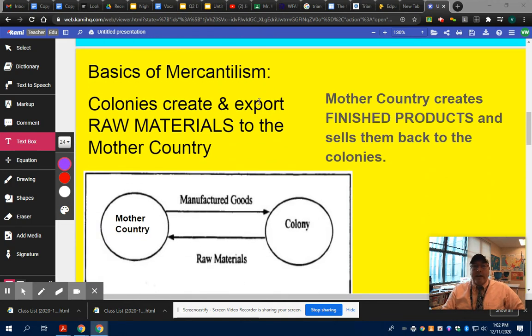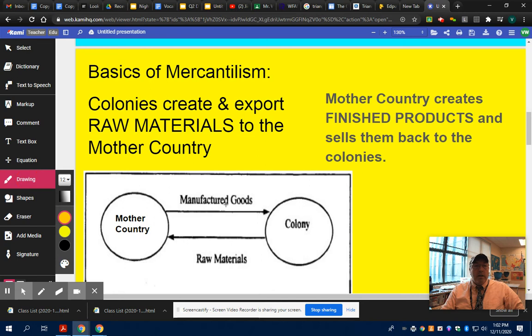Mercantilism. Colonies create and export raw materials. There's the colony sending raw materials back to the mother country, right? The mother country takes those raw materials and turns them into some sort of manufactured goods. The colony creates wood, lumber, sends it to the mother country where it's turned into furniture, and that furniture is sent back and sold in the colonies.